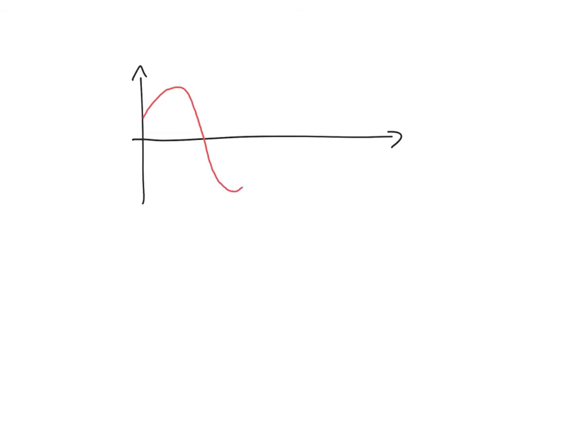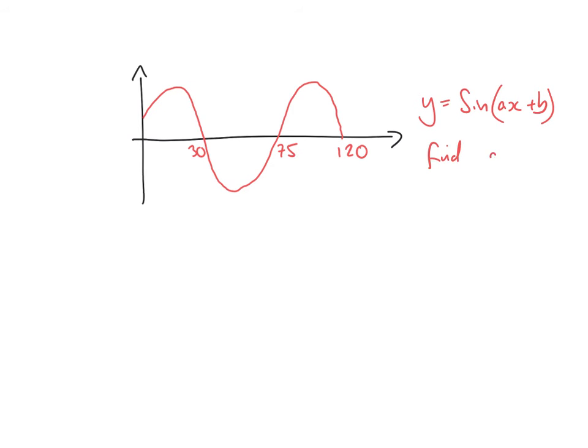Okay, so the final example, I'm going to give you another graph. This time it's going to be a sine wave, well, a sine transformation. 30 and 75. We'll go ahead and put 120 down as well. So y equals sine ax plus b. And we're going to find A and B.